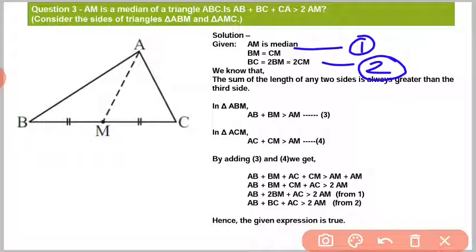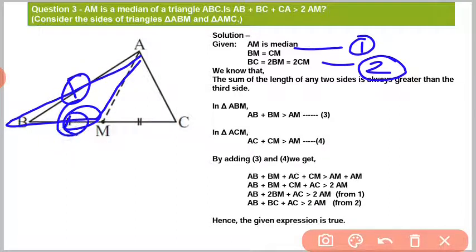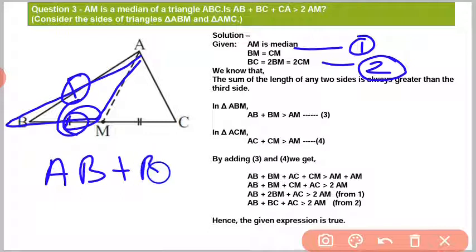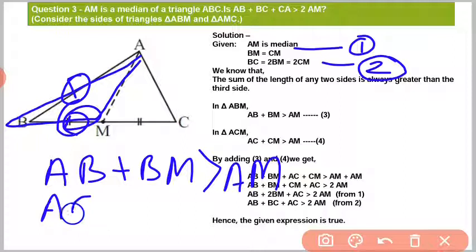We know that the sum of the lengths of any two sides of a triangle is always greater than the third side. So let's take triangle ABM. AB plus BM is greater than AM. Let's take another triangle, triangle AMC or ACM. In triangle ACM, we have AC plus CM greater than AM.